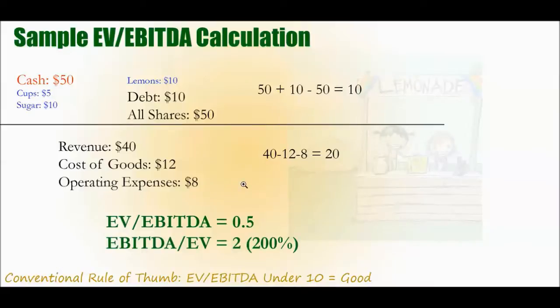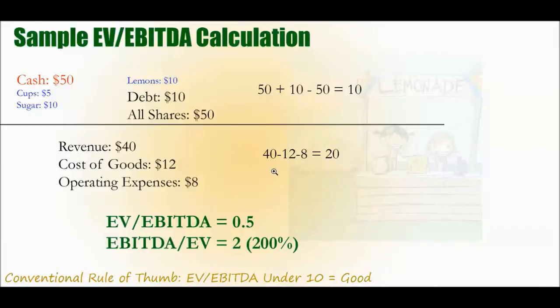Now, EV over EBITDA, the denominator, EBITDA. Let's look at its operating earnings. It had a revenue of $40 in the period that we're tracking, last 12 months, let's say, minus the cost of goods, right? The cost of the cups and all that stuff is $12. Operating expense, maybe a chair or some signs or something like that, something that's not directly related to the production of lemonade, but it is a cost of the business, that's $8. So 40 minus 12 minus 8 gives us 20. From there, we can calculate our EV over EBITDA. 10 over 20 is 0.5.